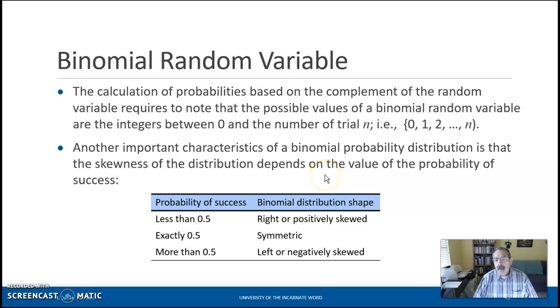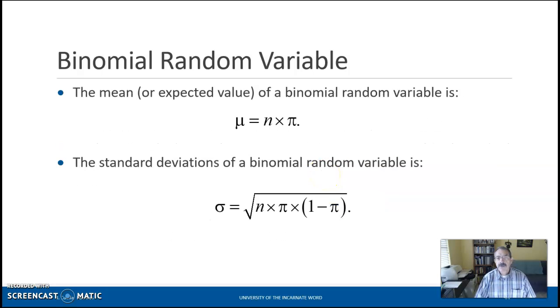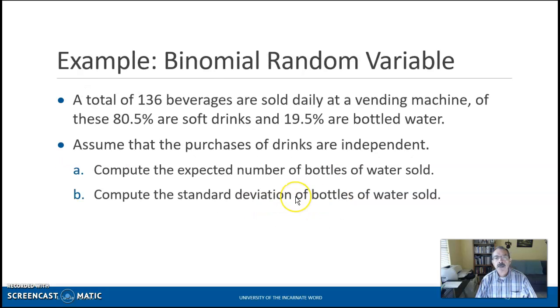Another important characteristic of the binomial distribution is how to calculate its mean and standard deviation. The mean of a binomial random variable is just the number of trials times the probability of success. To find the standard deviation, use the square root of the product of the number of trials times the probability of success times the probability of failure. That's what this is telling you. Here's a brief example to show you this.